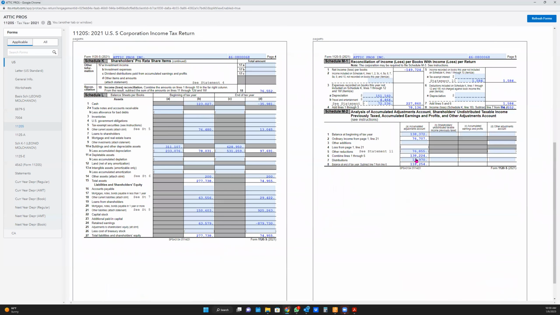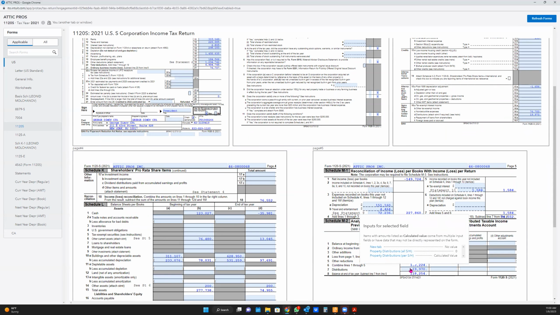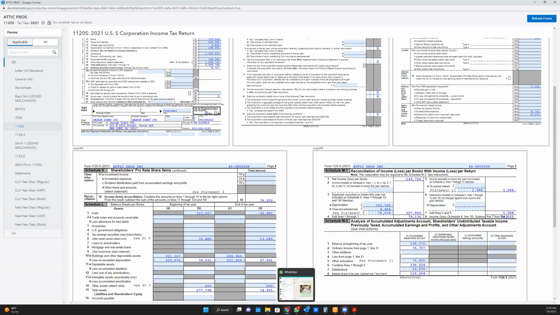Okay. Can you show the adjusting entry just so I can make sure I understand, like on the software? Sure. Thank you.